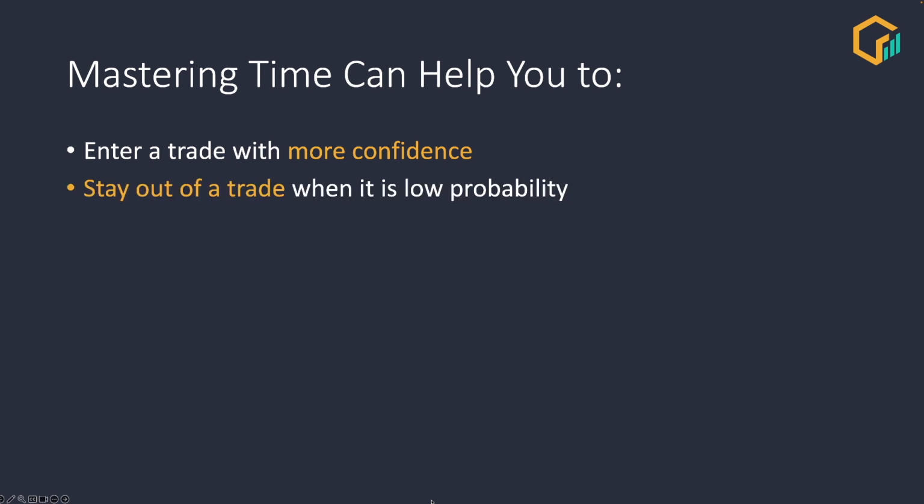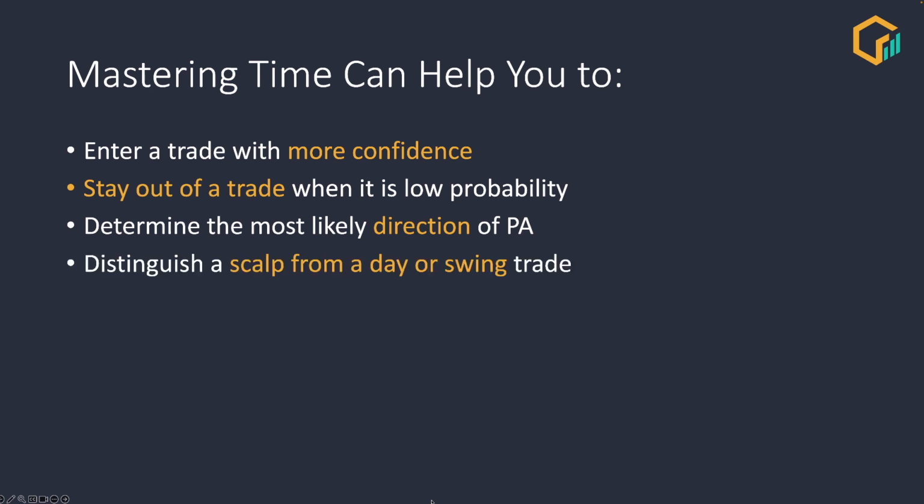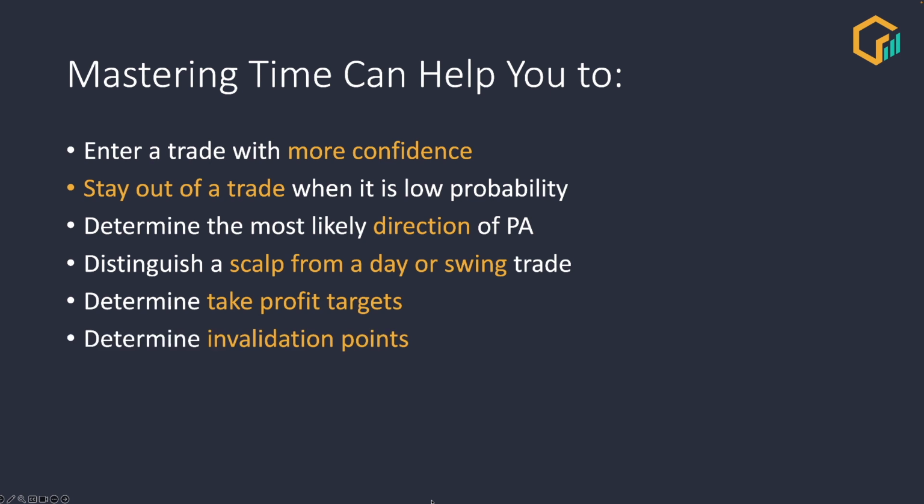It can help you stay out of a trade when it's a low probability time to enter a trade. So if you see that something reaches your resistance but doesn't actually have a good time, it helps you stay out. And again, we're going to cover this in way more detail. Determine the most likely direction of price action. Distinguish a scalp from a day or a swing trade. Determine take profit targets. Determine invalidation points.